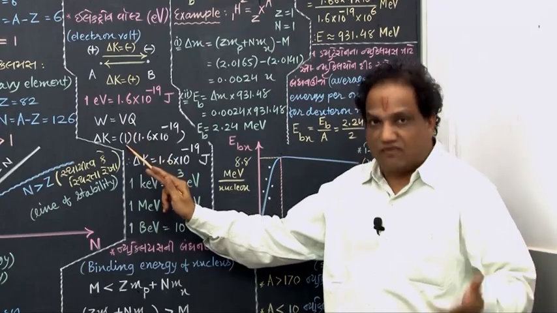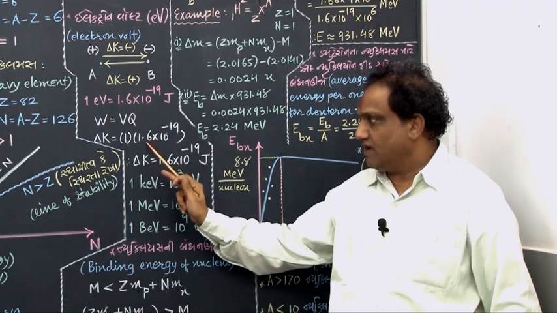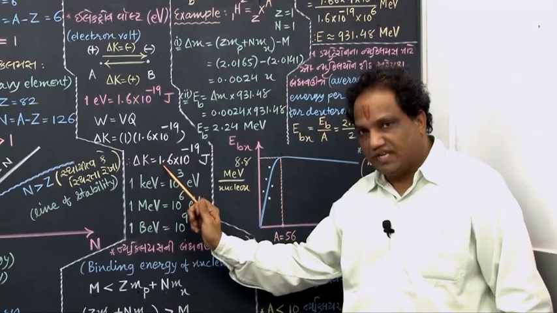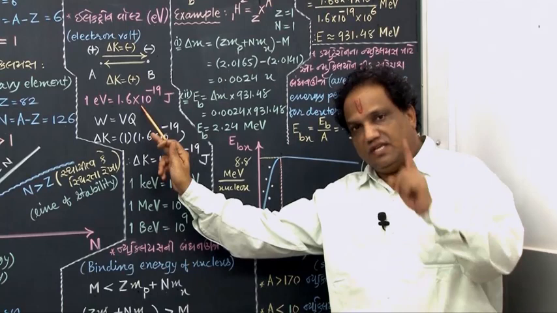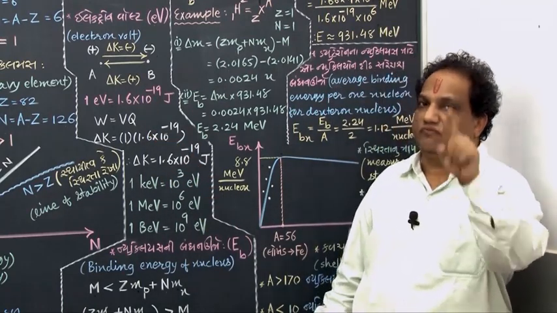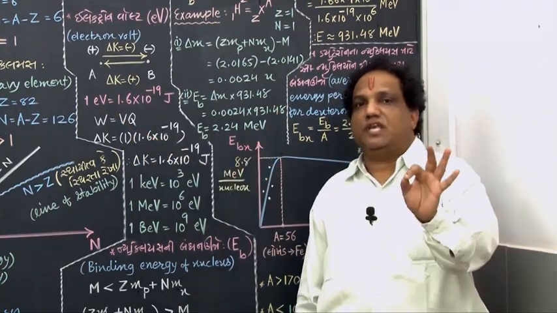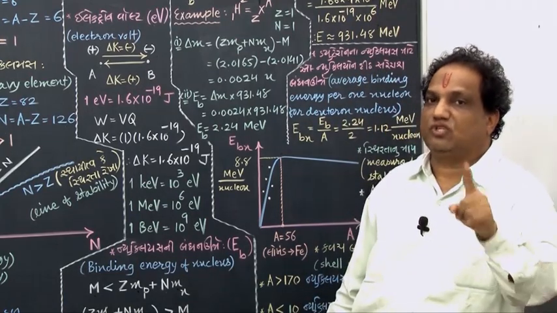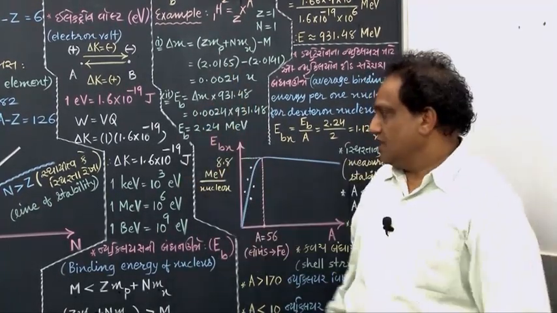Right now, the potential difference is 1 volt. The charge is the charge of an electron. For 1 electron, what is the magnitude of charge? 1.6 into 10 to the minus 19 coulomb. This into this, the answer is 1.6 into 10 to the minus 19 joule. That's why this much energy obtained or lost by 1 electron when it passes through a potential difference of 1 volt is known as 1 electron volt. The change in energy of an electron while passing through a potential difference of 1 volt is called 1 electron volt.